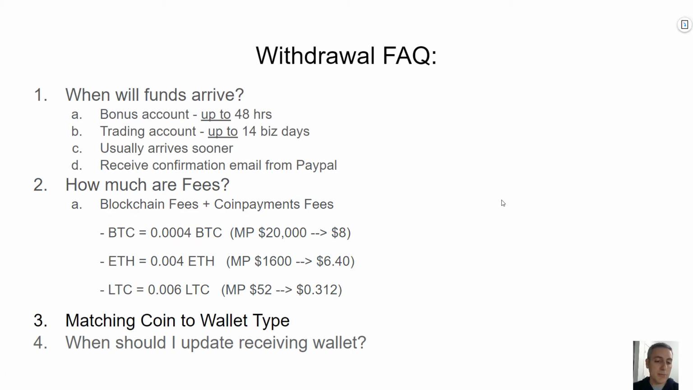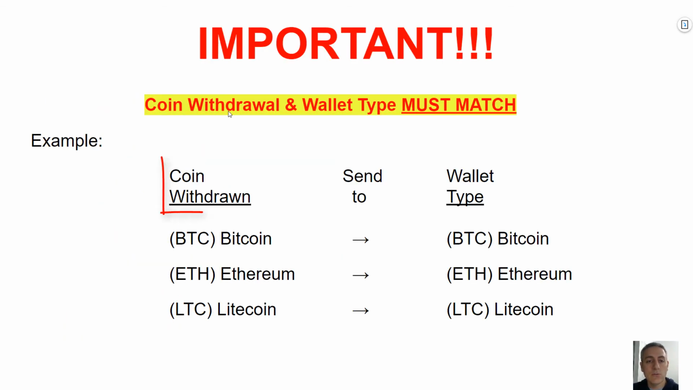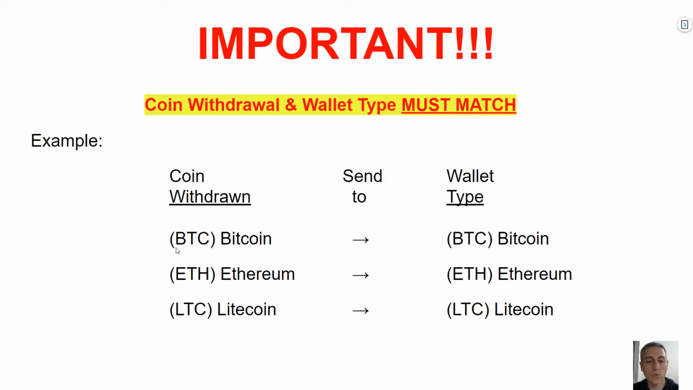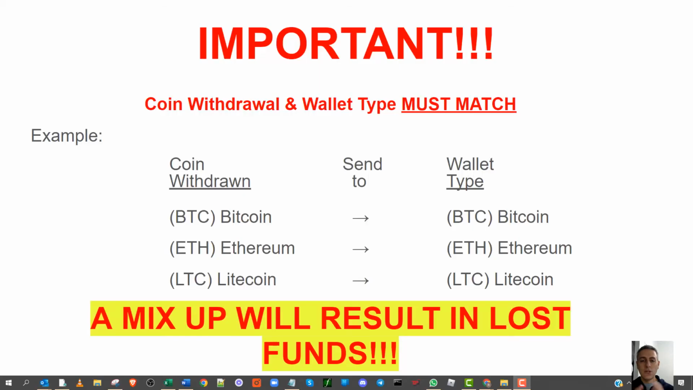Okay, the next thing I want to talk about is very important. You need to match the coin type to the wallet type. The coin that you withdraw and the wallet you're sending it to must match. What I mean by that is if you tell Novatech you're withdrawing Bitcoin, you need to send it to a Bitcoin wallet. If you're telling Novatech you want to withdraw in Ethereum, it's got to go to an Ethereum wallet. This is very, very important. If you mix wallet types and coin types up, you can lose your funds. So don't accidentally do this.